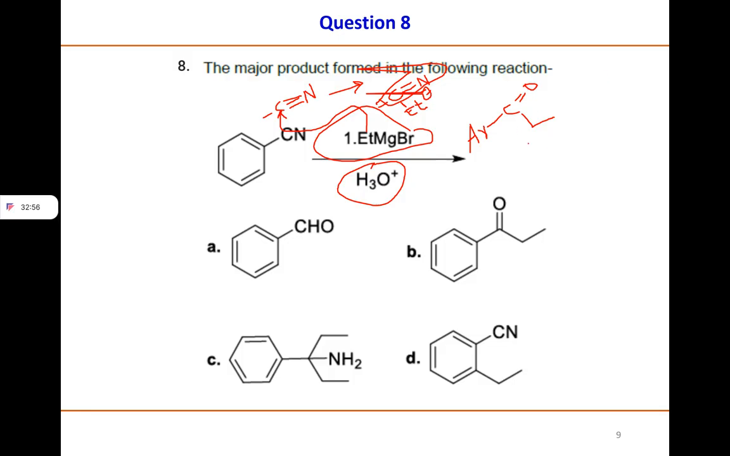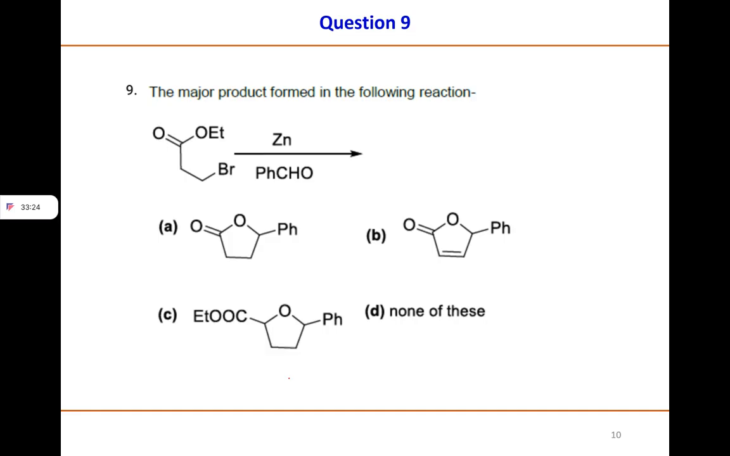So according to this mechanism, which is the correct answer? Option number B, right? Because hydrolysis is going on here, we are getting a hydrolyzed product, which is a ketone. If hydrolysis was not happening, we might have got option C as a product because further addition would take place, but because water is there, we will get the hydrolyzed product.